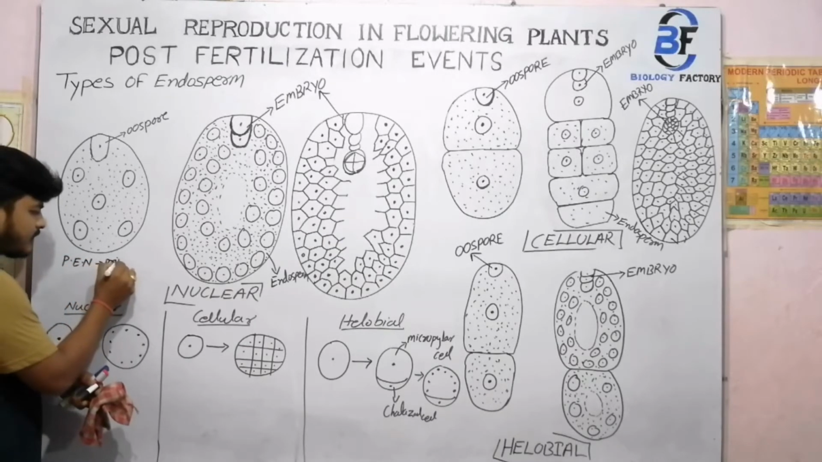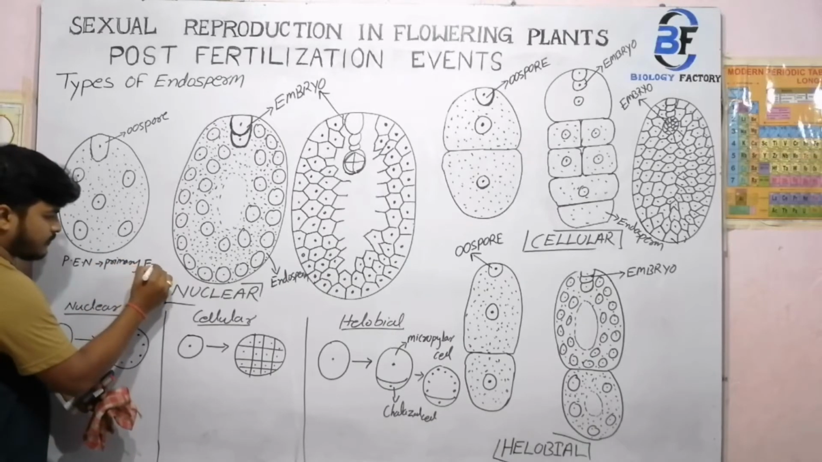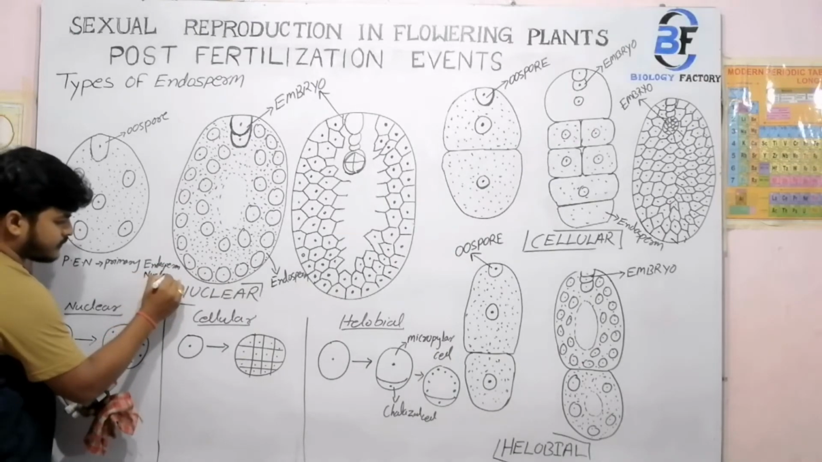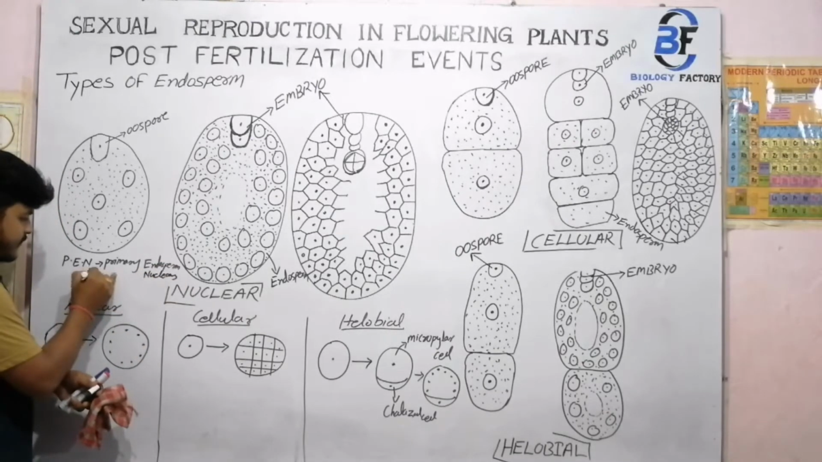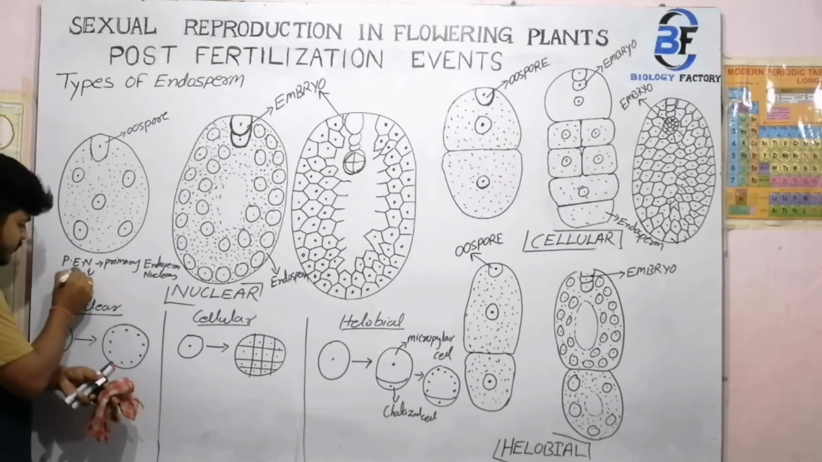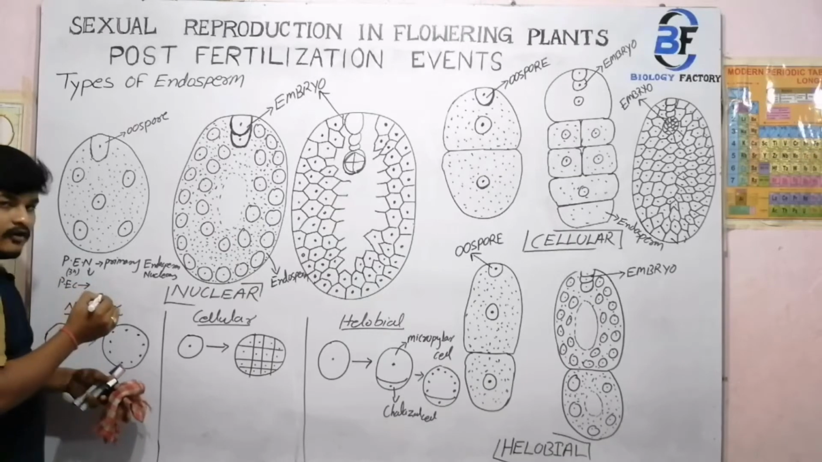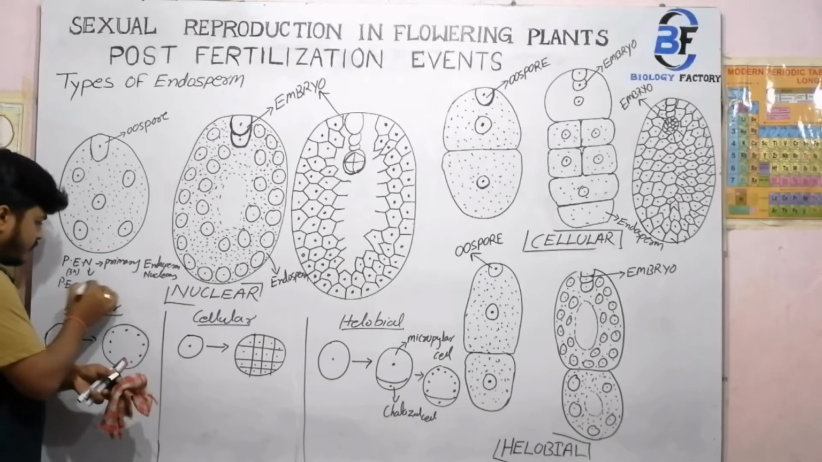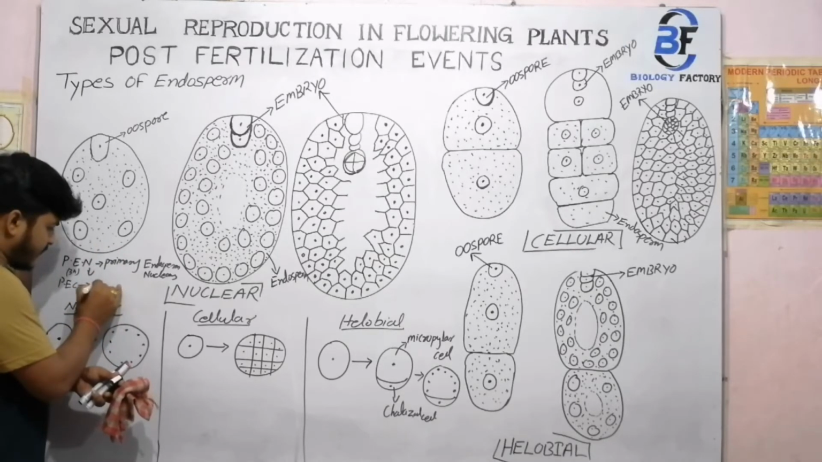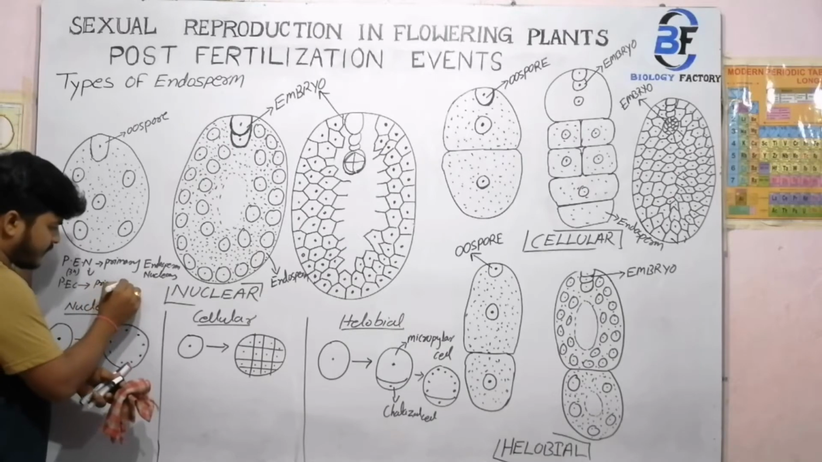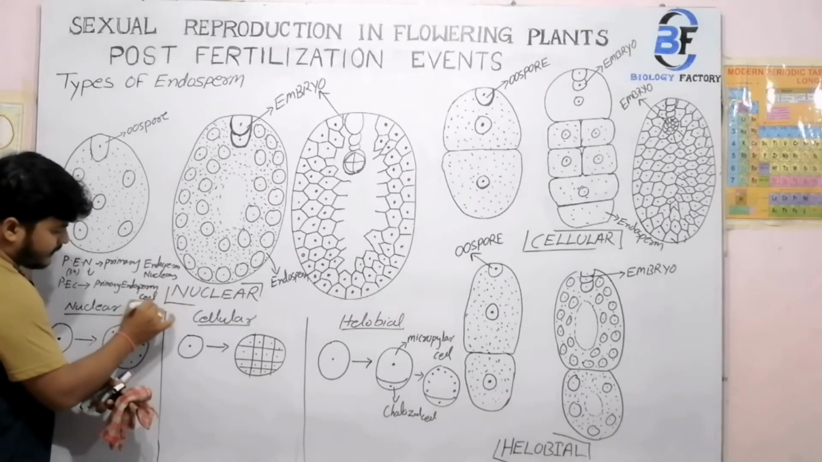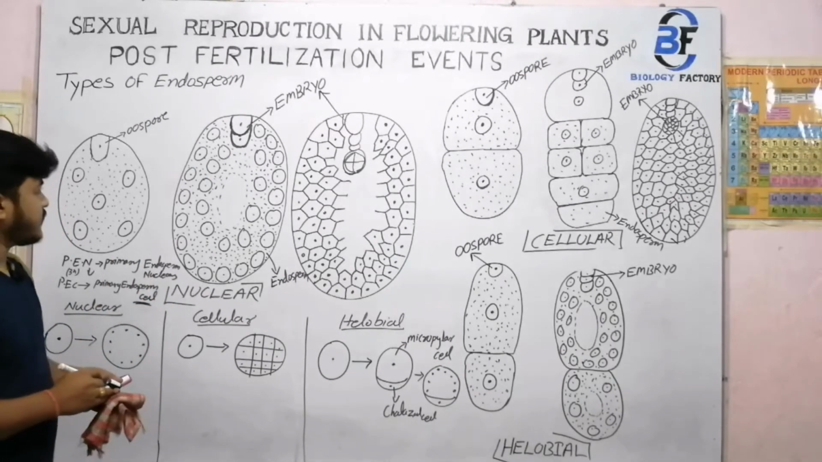That means primary endosperm nucleus, and the PEN gives rise to the PEC. These things I already covered in your post-fertilization event. So PEC means primary endosperm cell. And next, endosperm formation takes place.